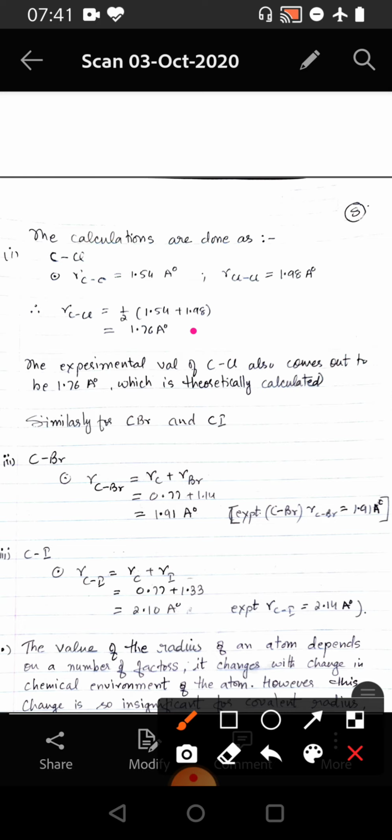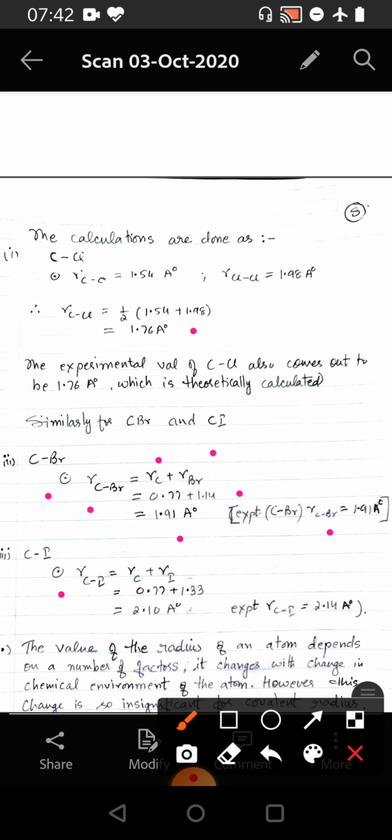Similarly, for the bond distance of C-Br and C-I, we see that RC-Br is equal to the summation of Rc plus Rbr, which is 0.77 plus 1.14. So, the total value for the bond distance of C-Br is 1.91 angstrom, and the experimental method also gives the bond distance of C-Br as 1.91 angstrom. So, we see that here also the theoretical value and the experimental value are in fine agreement.